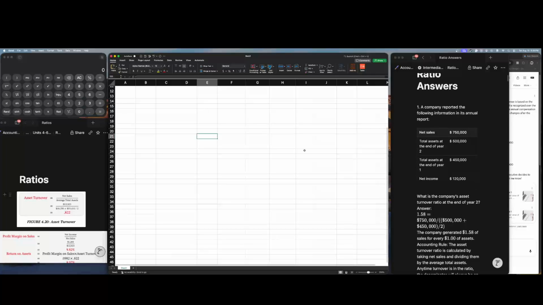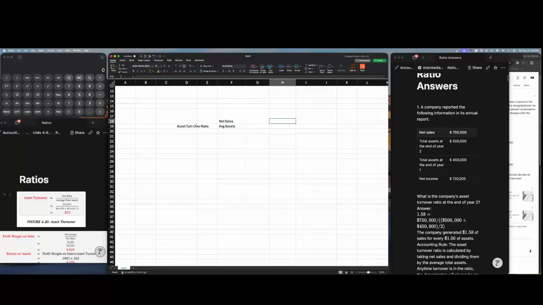Ratios are pretty important, so we'll do a few. A company reports its performance rate. So what's the asset turnover ratio? The asset turnover ratio is sales divided by average assets.